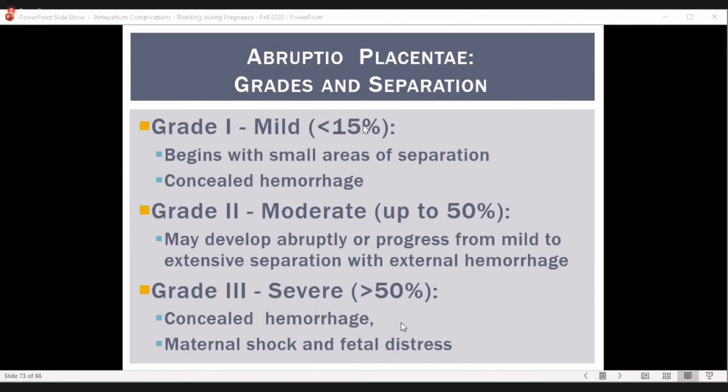So remember how I said don't expect to always see blood, even if your patient's having a massive hemorrhage. It's just going to depend on the situation. Okay. Got it. Got it.